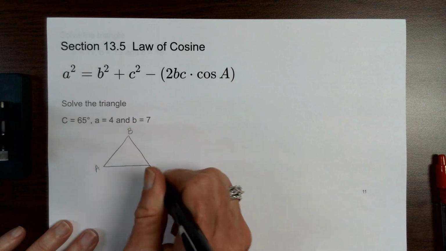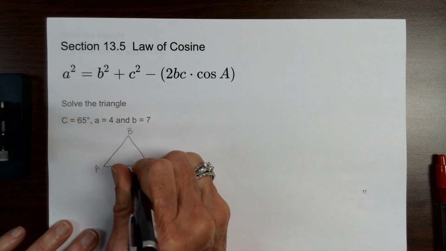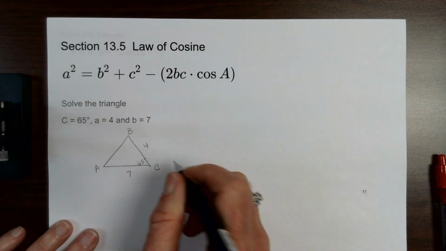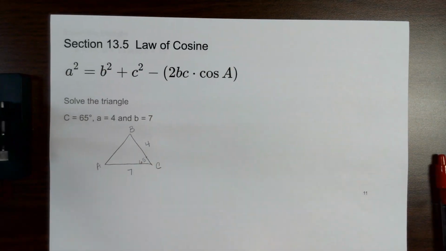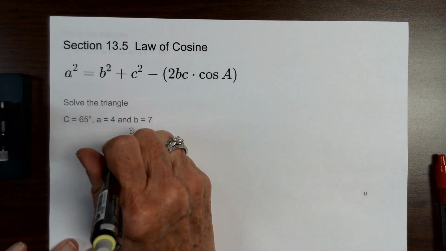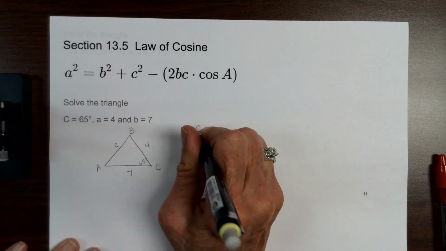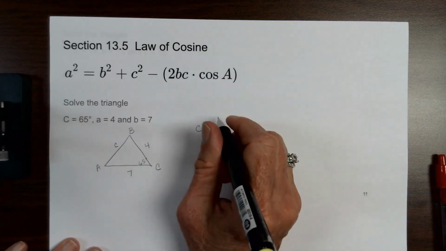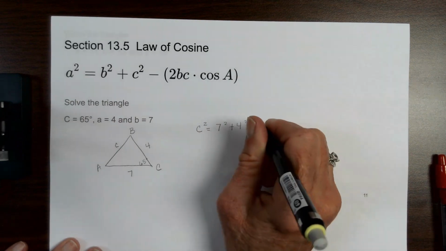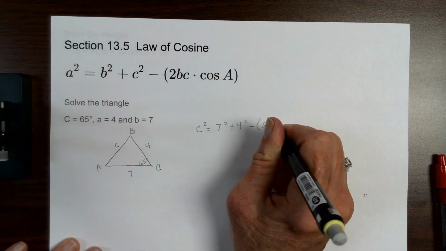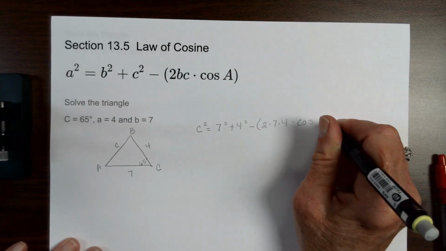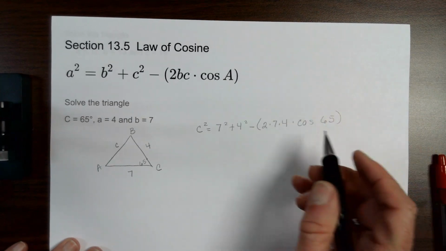So A, B, C. C is 65. Little a is 4 and little b is 7. Notice that I do not have a side across from C, so I cannot use law of sines on here. This is going to be little c, so my setup is going to be this. C squared is equal to 7 squared plus 4 squared minus 2 times 7 times 4 times the cosine of 65, which is the cosine of C.